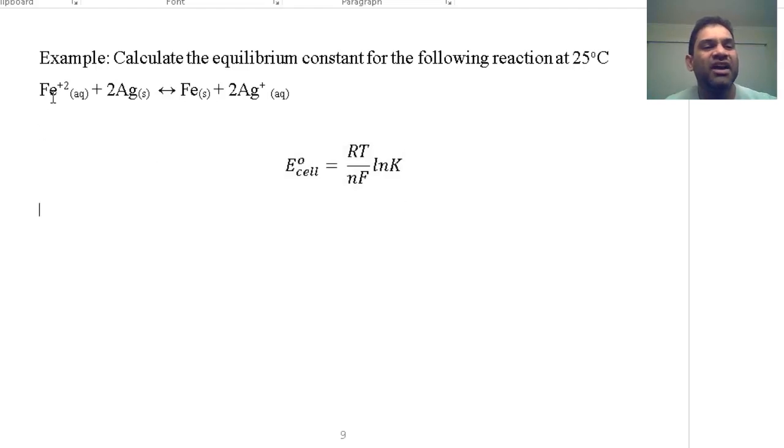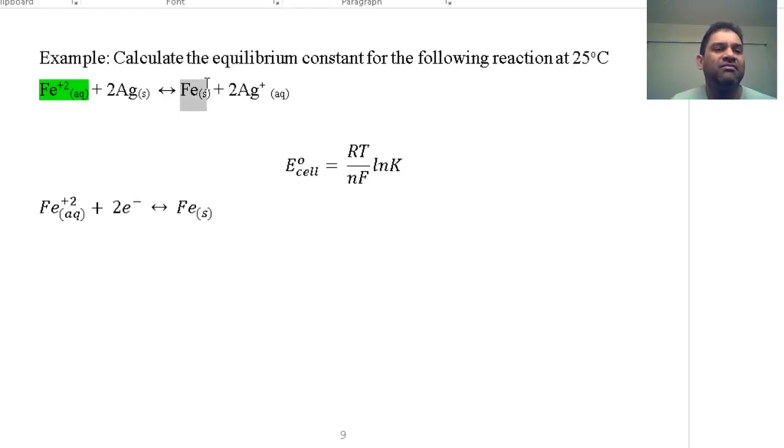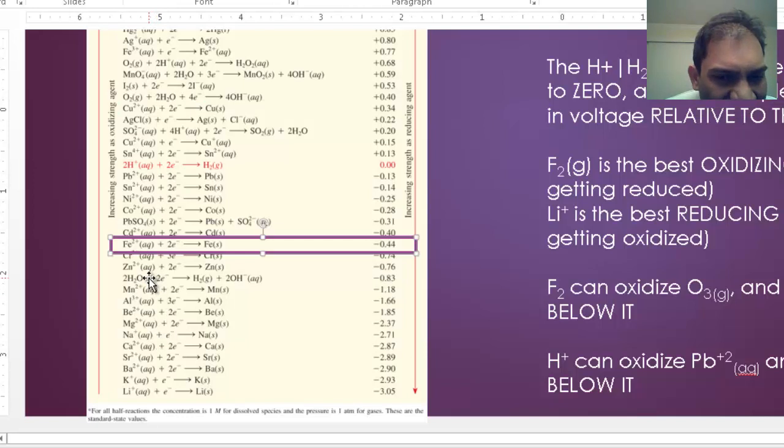Let's split this redox reaction into the oxidation and reduction half reactions. My first half reaction, I have Fe2+ going to Fe solid. To balance out the charge, it's going to be 2 electrons. So Fe2+ gains 2 electrons to give you Fe solid. Let's look that up in our reduction potentials. This is a reduction half reaction, cathode. Going to our table, highlighted in purple, Fe2+ plus 2 e- is minus 0.44 volts.